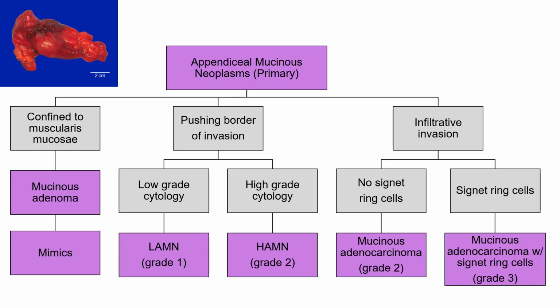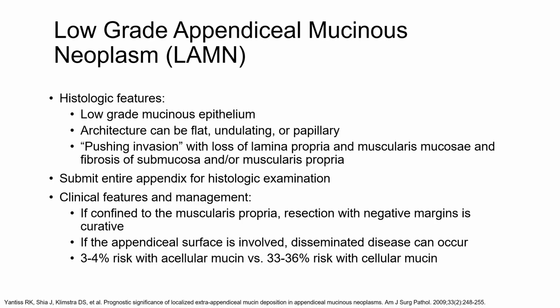Now let's move on to our next category, which is LAMN, or low-grade appendiceal mucinous neoplasm. As the name implies, low-grade appendiceal mucinous neoplasm is characterized by low-grade mucinous epithelium, which can have variable architecture ranging from flat to undulating to papillary. The main histologic feature that we want to recognize is a pushing pattern of invasion, which is characterized by loss of the lamina propria and muscularis mucosae, typically with underlying fibrosis.